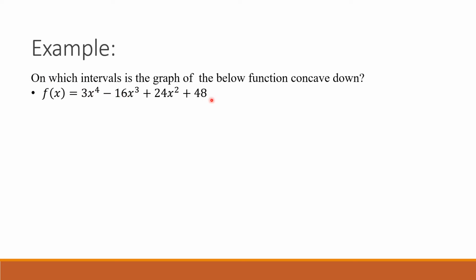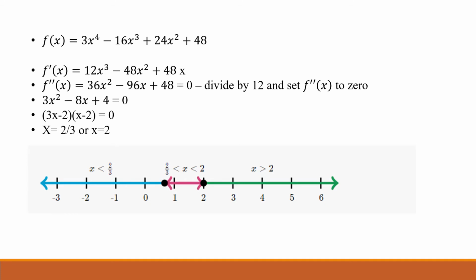So here is the function, and we want to know where this function is concave down. So this is my function. I did the first derivative, and then I did the second derivative of the function. So the first derivative was 12x cubed minus 48x squared plus 48x. Second derivative will be 36x squared minus 96x plus 48, and I will set it to 0. Since all of them are divisible by 12, I divided by 12, and I set the function to 0. 3x squared minus 8x plus 4 equals 0. This is the second derivative.